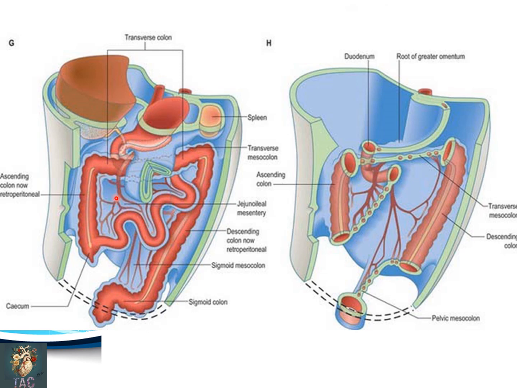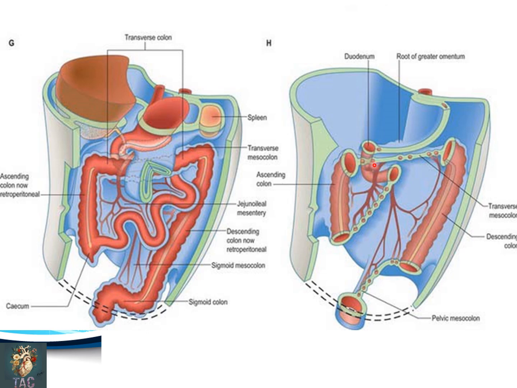So what happens during the process of descent and final positioning of the colon is that the posterior wall of the ascending colon, and also the posterior wall of the descending colon, both come to lie against the posterior abdominal wall, and their posterior layer disappears, the posterior mesocolon disappears. So the ascending as well as the descending colon both become retroperitoneal in position.